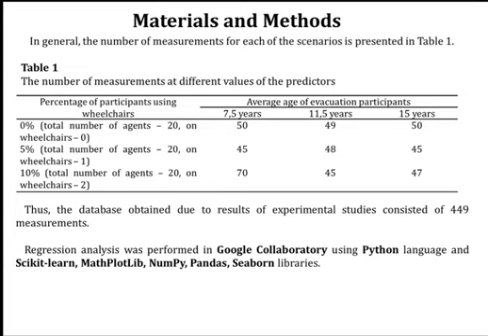So we performed 449 measurements of different scenarios. We used also scenarios for different ages of pupils. And so, as I said, the total number of measurements was 449. This data set of our measurements we used to build the regression. We divided it into test and training data sets, and using Google Colaboratory, using the Python language and the Python libraries such as scikit-learn, matplotlib, numpy, pandas, seaborn, we performed the regression analysis.